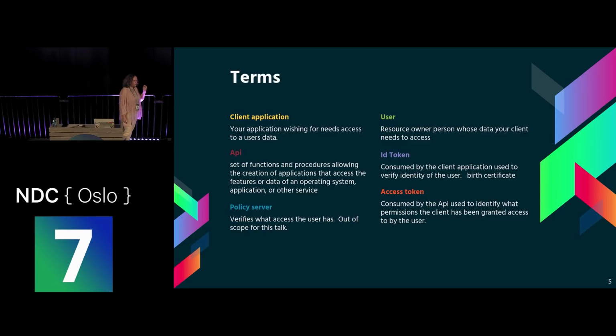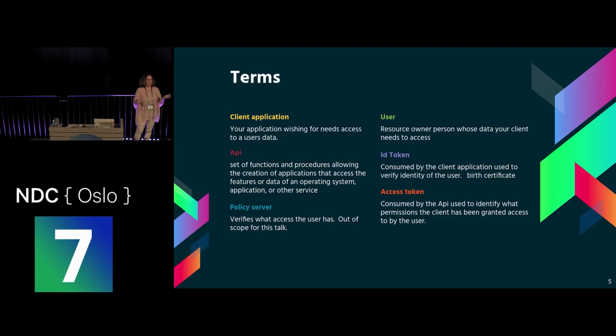Now, I'm going to give you a few quick key tips to get you going on this so that we understand each other when I'm talking here. A client application is your application wanting to connect to the identity server. This is a client application. The API is your group of functions that you want your client application to be able to access, right? The user is the one that owns the data, who has to grant you access to use this data.